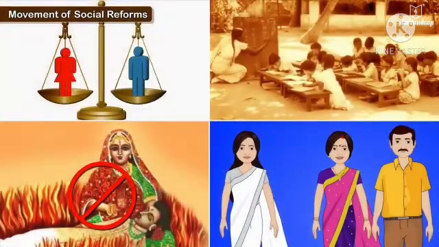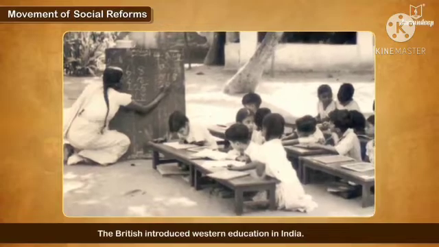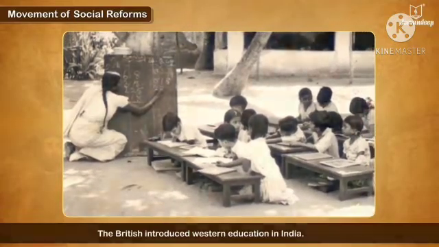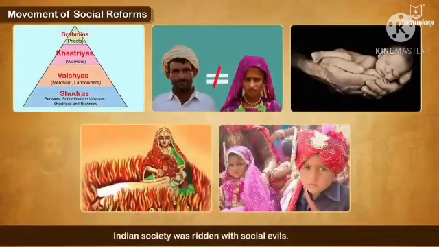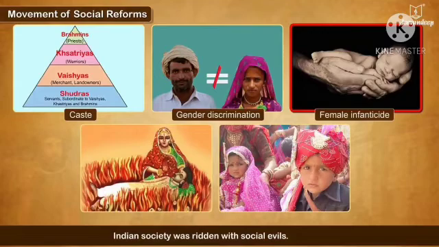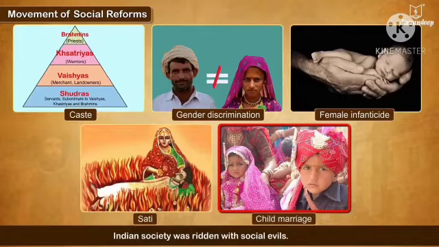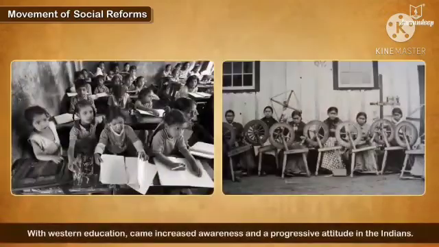The British introduced Western education in India. At that time, Indian society was surrounded with social evils like caste system, gender discrimination, sati, and child marriage, etc. With Western education came increased awareness and a progressive attitude in the Indians.